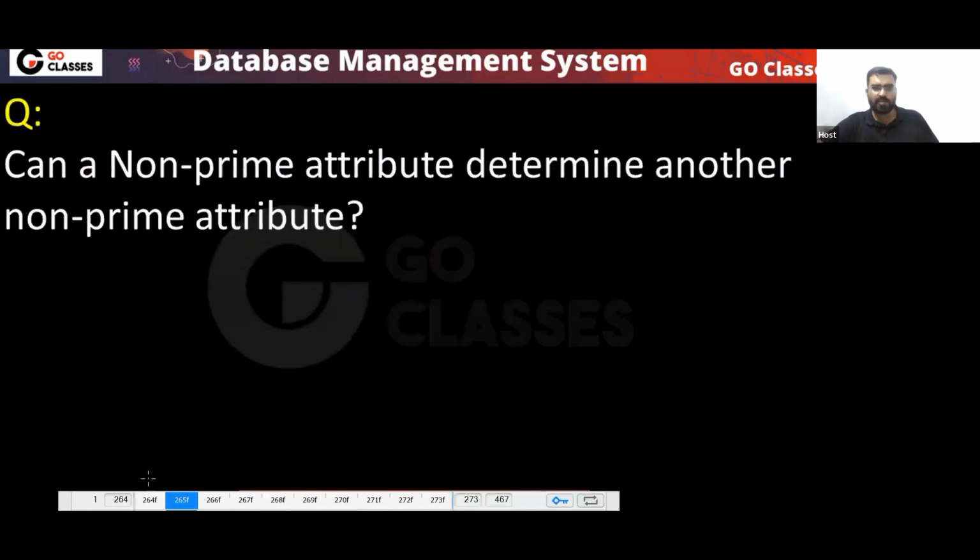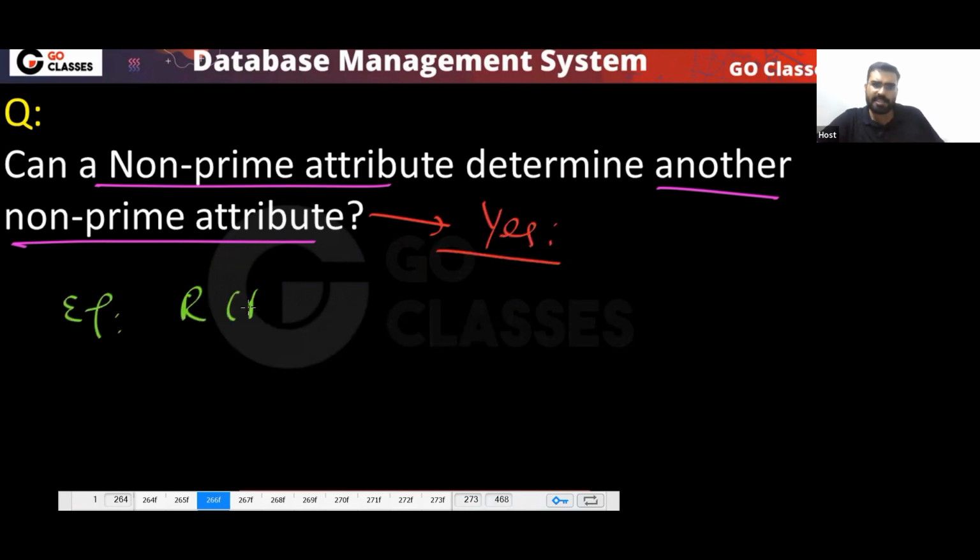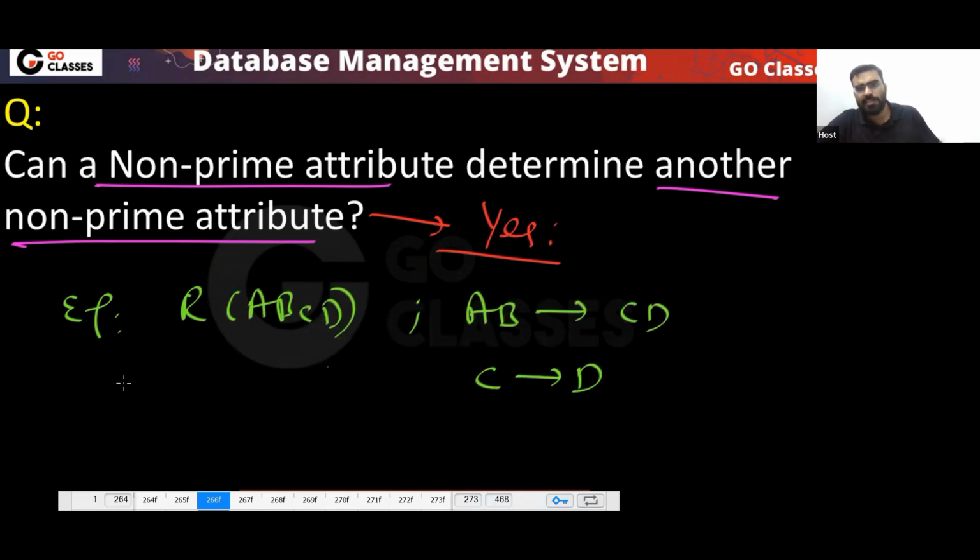Okay, let's see this one. Can a non-prime attribute determine another non-prime attribute? Yes, it is possible. There is no problem. For example, you can take R(A, B, C, D). Let's assume AB determines CD and C determines D. So it is possible.